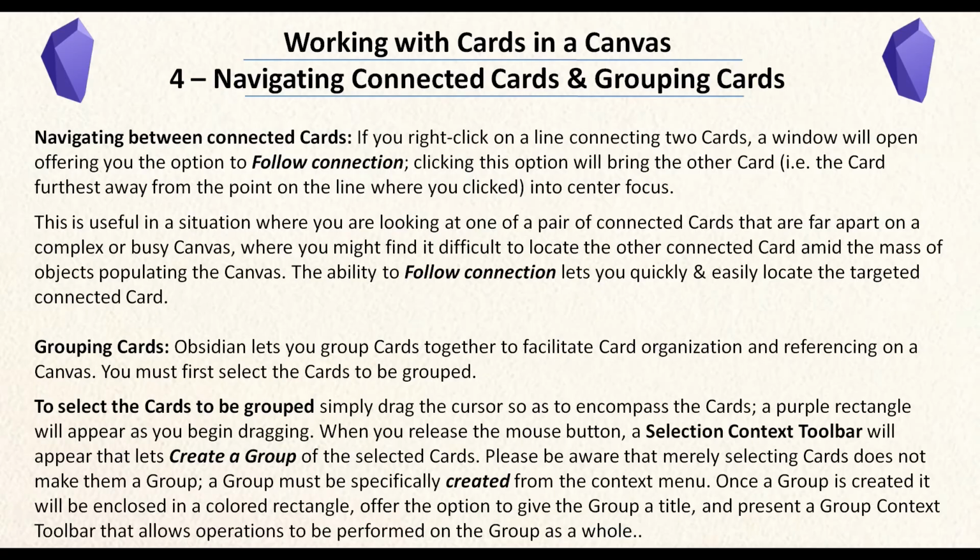You also have the option to group cards. Obsidian lets you group cards together to facilitate card organization and referencing on a canvas. You must first select the cards to be grouped. To select the cards, simply drag the cursor so as to encompass the cards. A purple rectangle will appear as you begin dragging. Encompass all the cards you want in the group in that rectangle, then release the mouse button. When you do, a selection context toolbar will appear that lets you create a group of the selected cards.